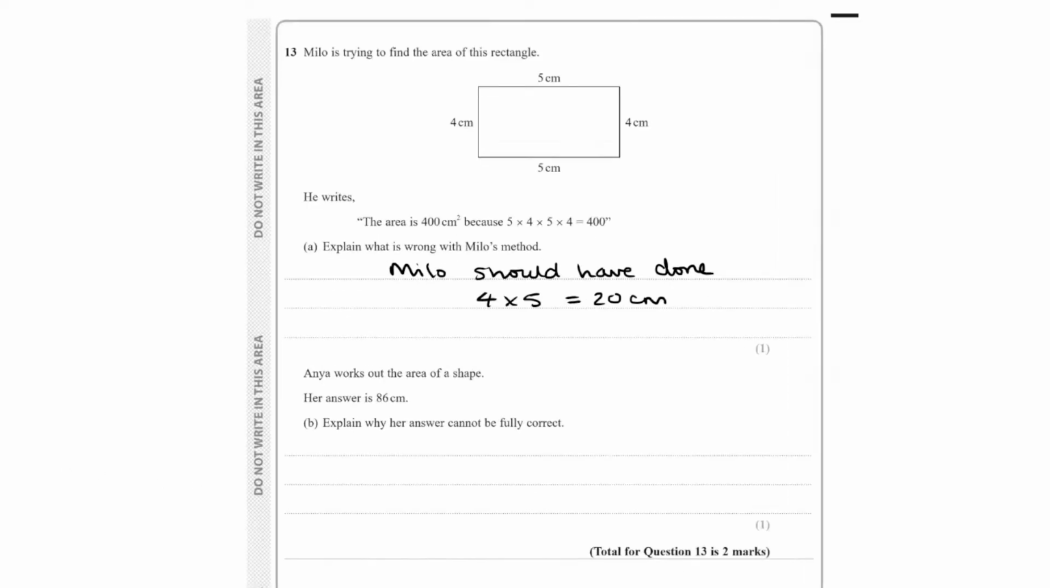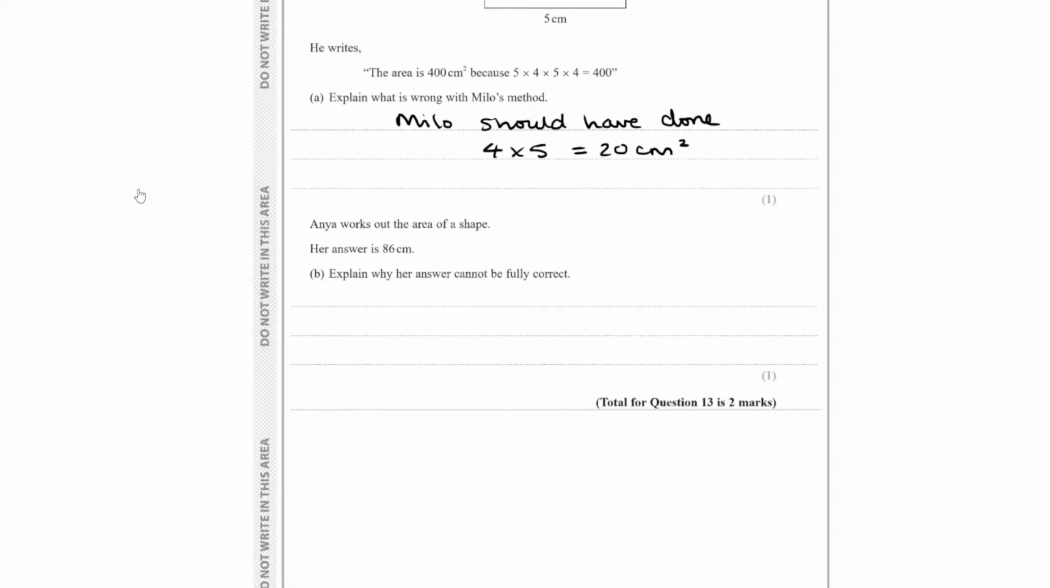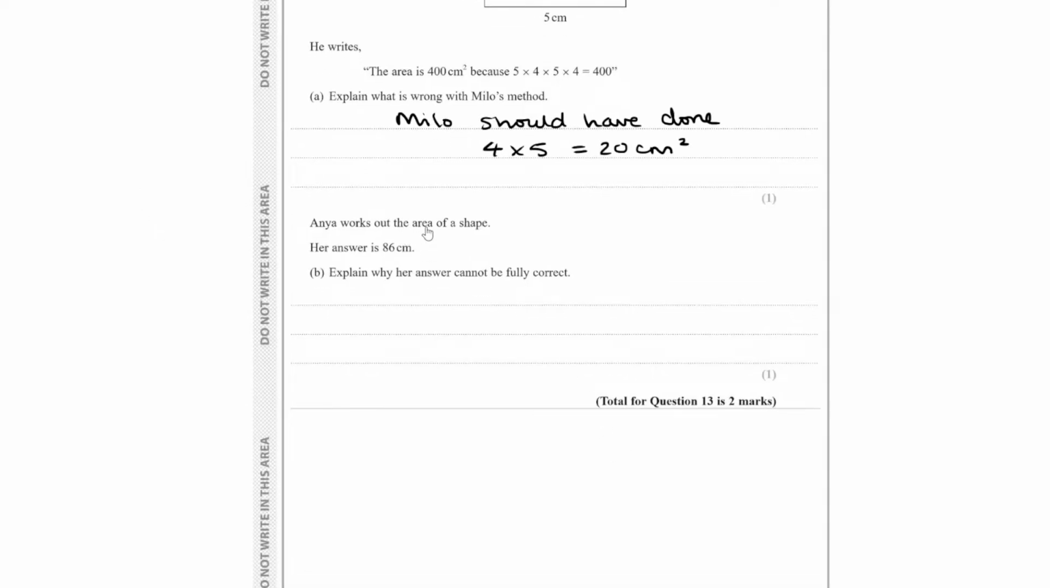Now we've also got part B. Oh, it's disappeared. Come back. There we go. So part B, Anya works out the area of a shape. Her answer is 86 centimeters. So this seems to be different now, not relating to the rectangle, right? So she works out the area of a shape. Her answer is 86 centimeters. Explain why her answer cannot be fully correct.